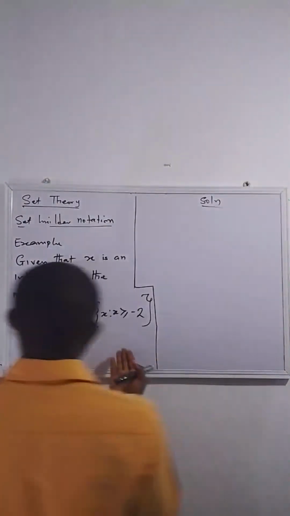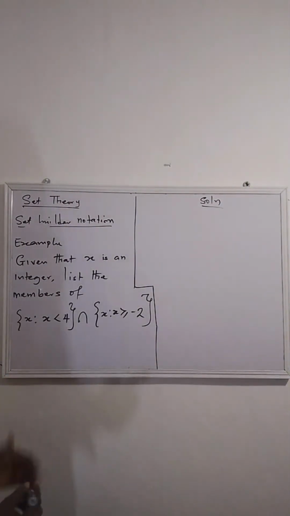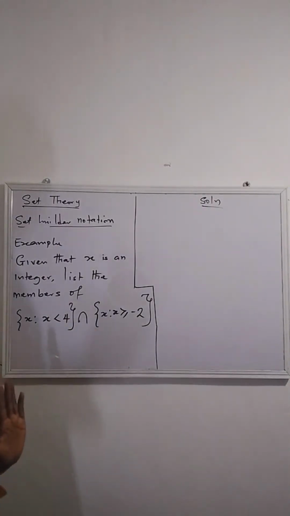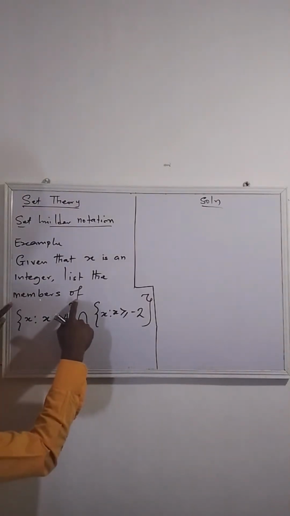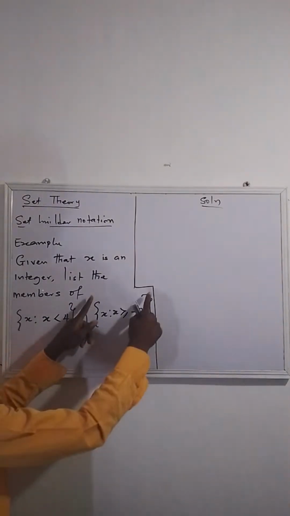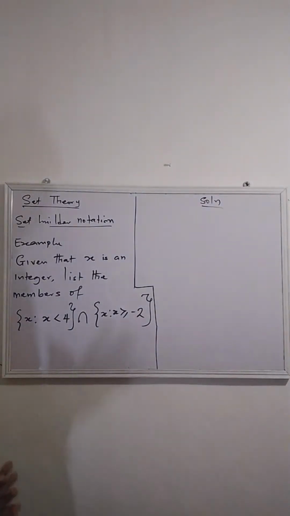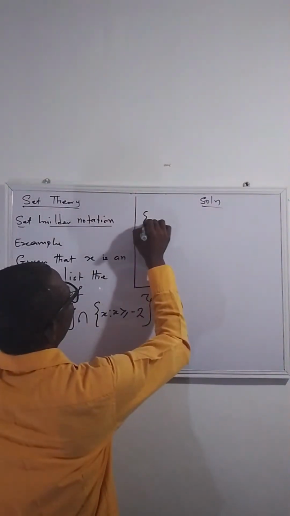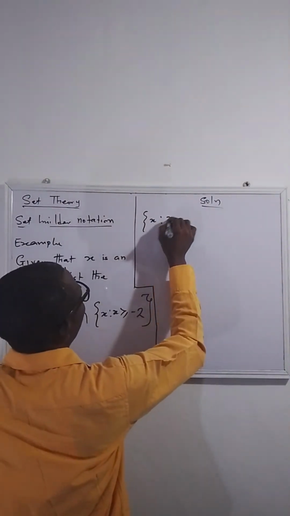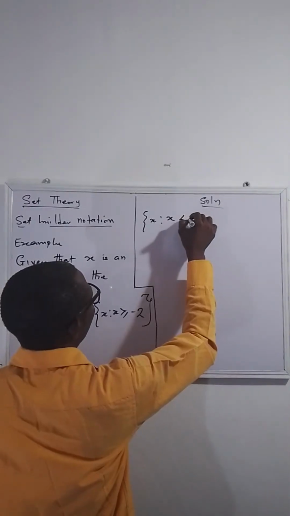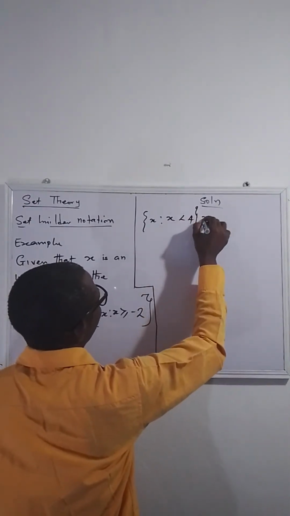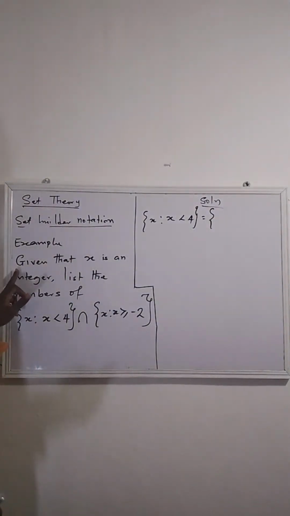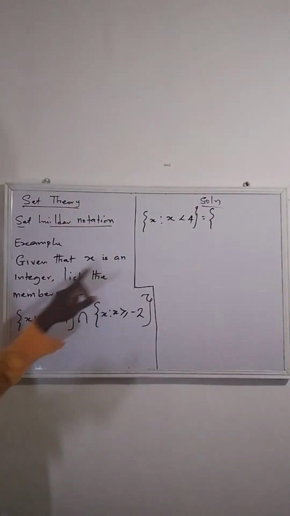Now let's look at what we have here. We want to find the intersection of these two sets. The first thing I'm going to do is to list the members of this set and also list the members of the other, so I'll be able to do the intersection. Now let's list the members of this set of x such that x is less than 4. What is going to be the members of this? Don't forget, the statement said that x is an integer.